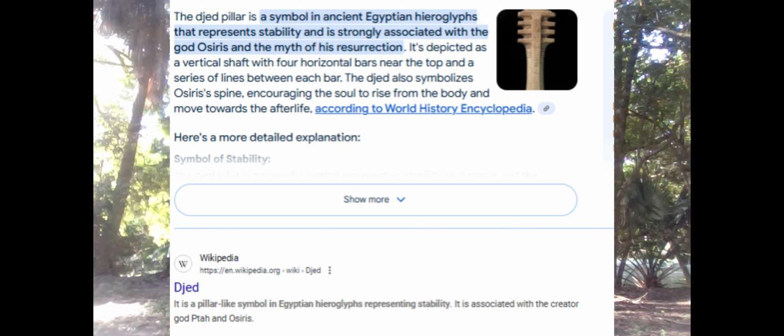Now, I don't know if they don't do it because they don't know. And I'm starting to think a lot of people don't know this, and that maybe I'm the only person, or maybe it's some very elite people that do know who just don't talk about it. So what the DJED pillar really is.